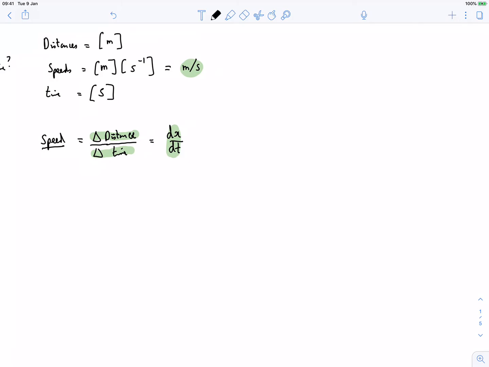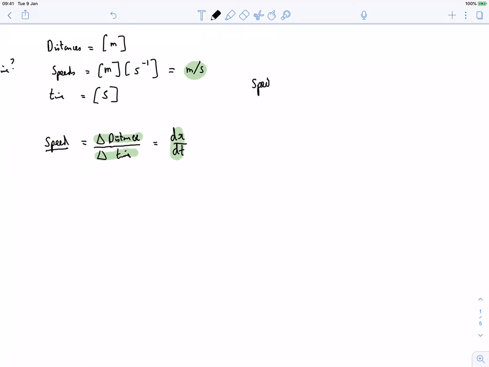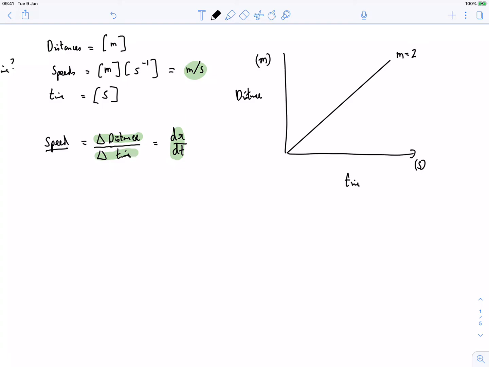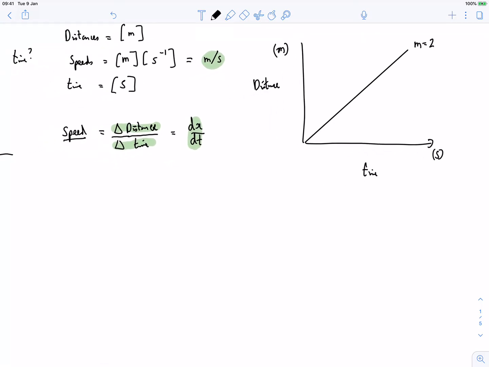So, what is dx by dt? What does that mean? Well, if I have a distance time graph, where this is in seconds and this is in meters, then if I have a straight line like this, and that straight line has a gradient of 2, then I can tell straight away the speed is 2 meters per second.